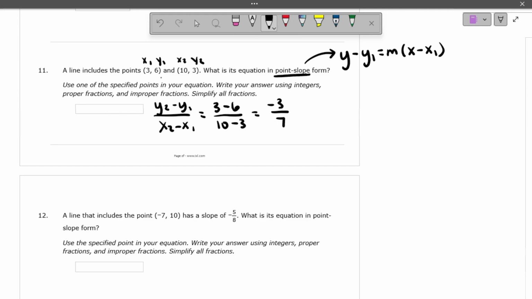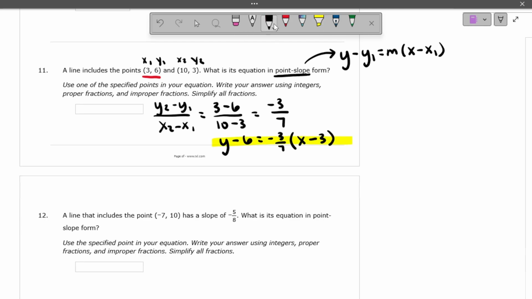And then picking a point, we can pick whichever one we want. This time, let's pick this 3, 6 here. And then I'm going to write our equation here. So we have y minus y1, which is going to be 6, is equal to negative 3 over 7 times x minus x1, which is 3.